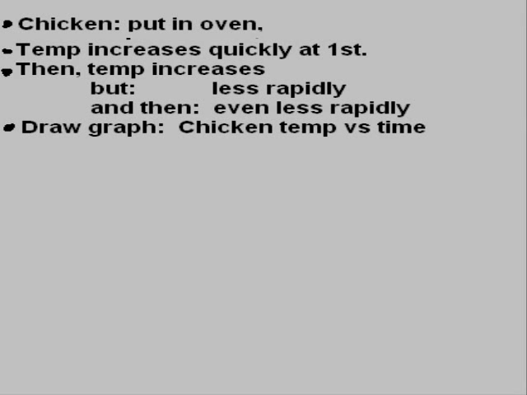A chicken is put in the oven. The temperature increases quickly at first. Then the temperature increases, but less rapidly, and then even less rapidly. Your job: draw a graph of the chicken's temperature versus time.